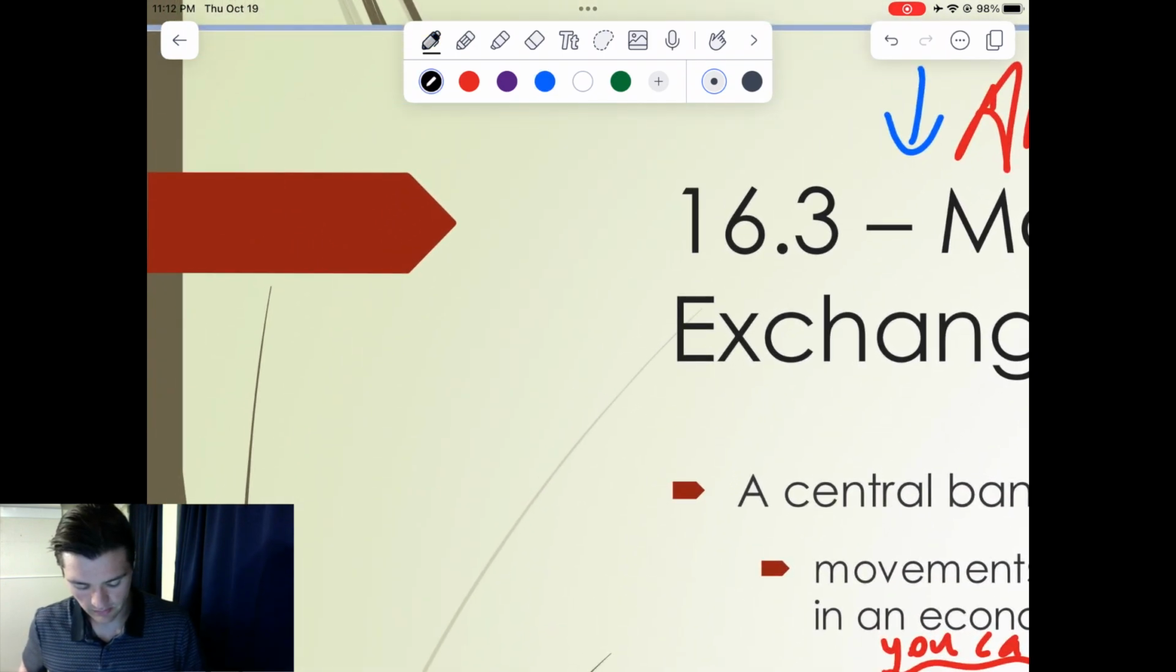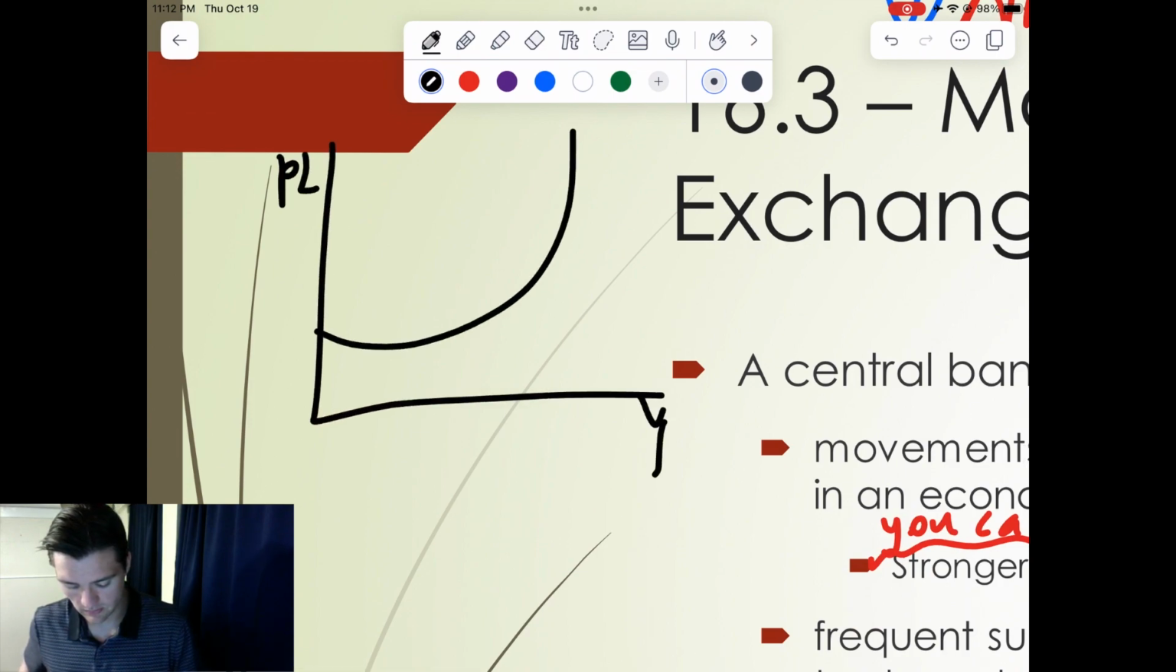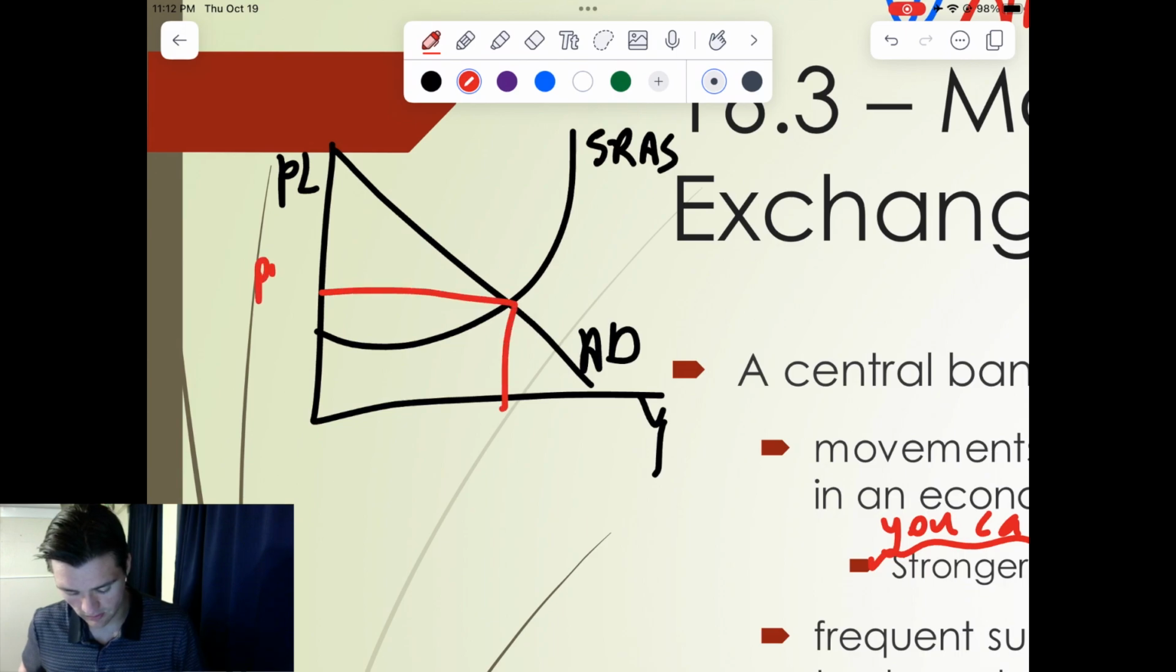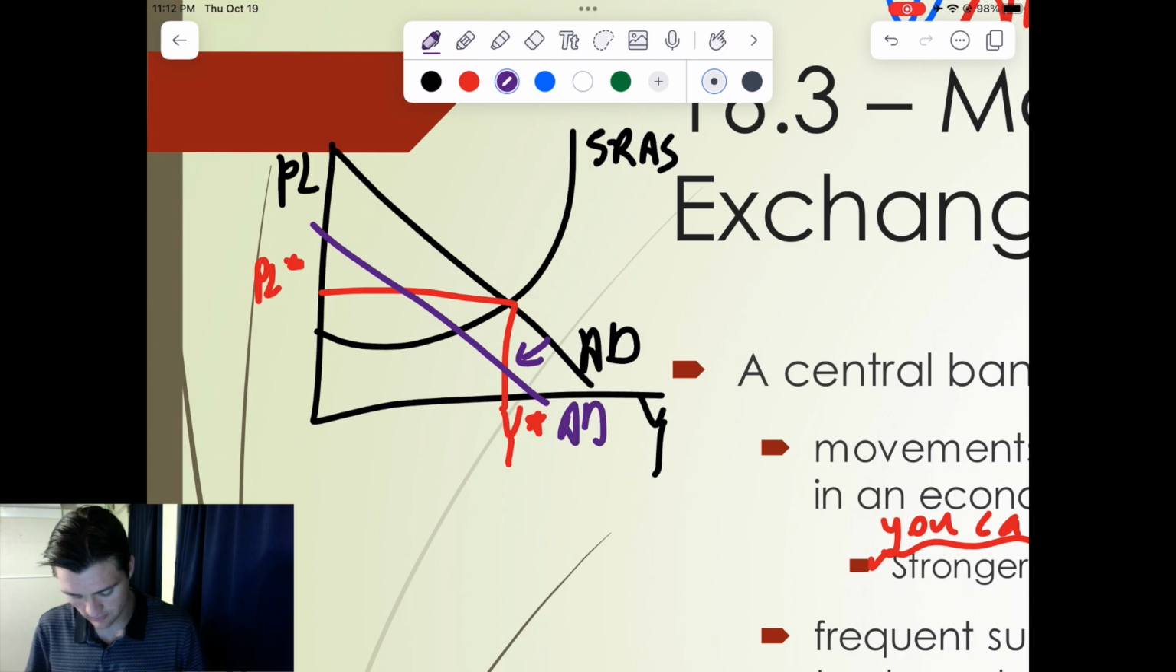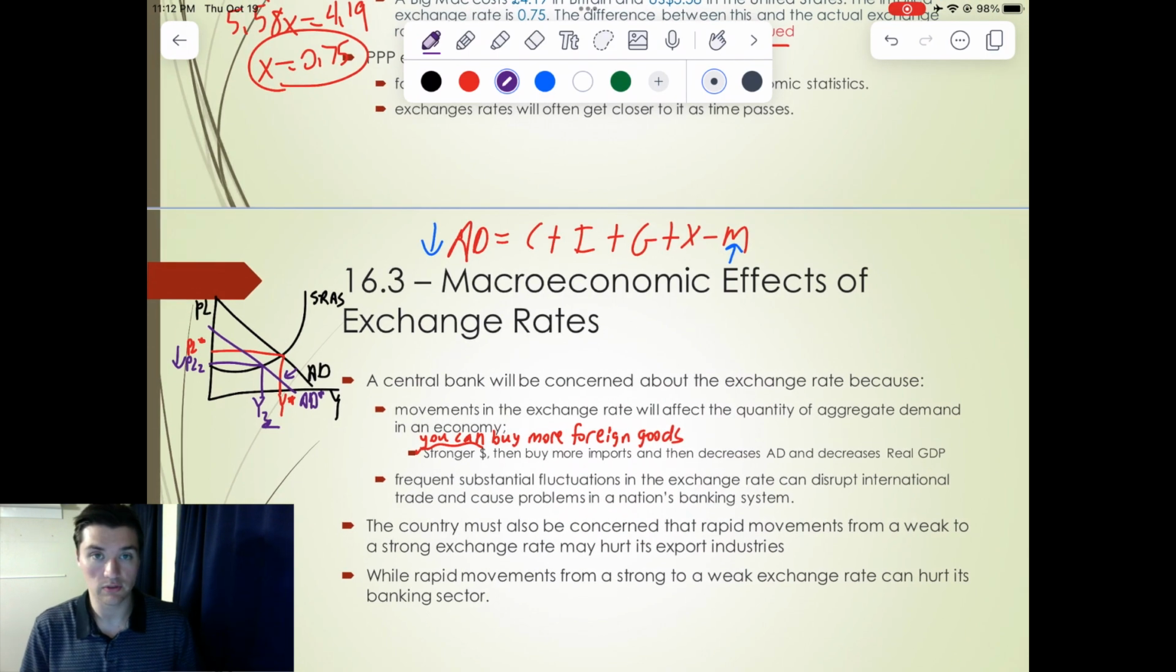We have price level, output, the short run aggregate supply curve, and aggregate demand, with the current price level and current output. Because of the stronger dollar, this decreases aggregate demand. And so now this is our new price level, PL2, Y2. As you can see, this goes down, this goes down. So this is going to decrease real GDP.